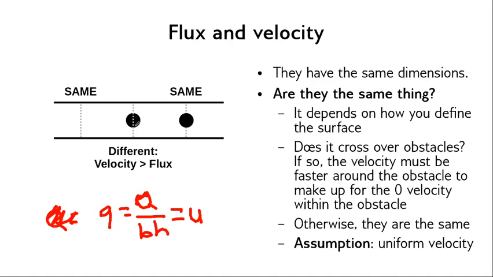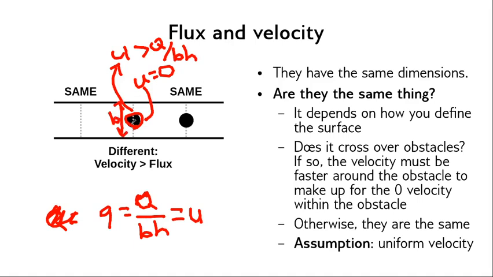However, if we take this middle case here, we have this piece of the surface that's going through that black thing, which is representing a hard, impassable object. And so over here, u equals 0. And so over here, therefore, u has to be greater than q over bh, because b is defined as this whole width of the channel, right? And so you need to have extra speed to make up for that lost speed in the middle in order to maintain continuity, so in order to maintain the same amount of flow going through that channel as the discharge is dictating.